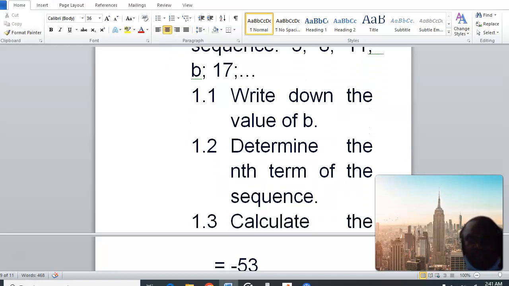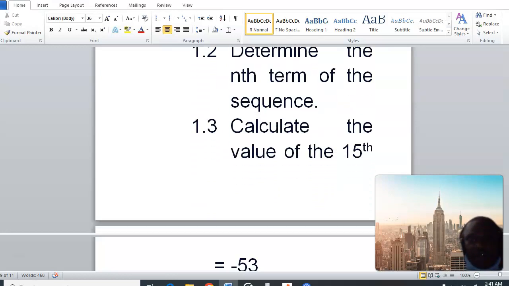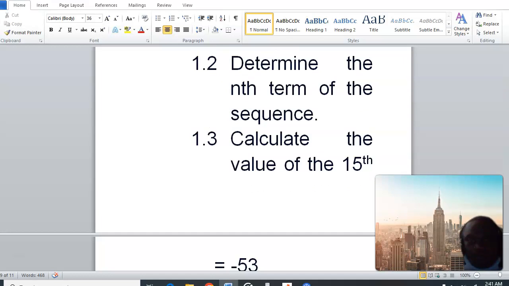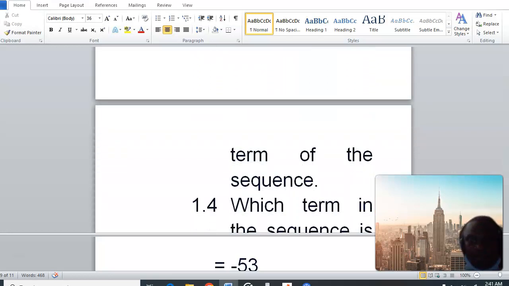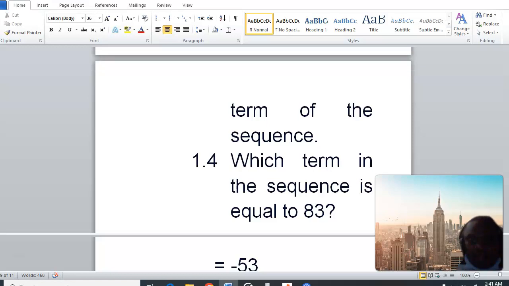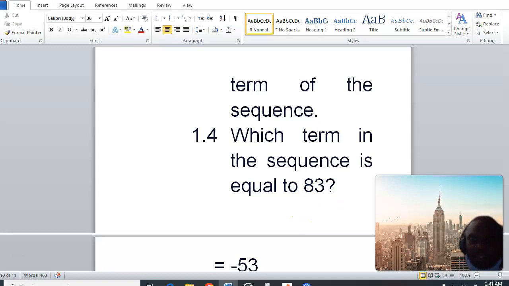Then you determine the nth term of the sequence. Then calculate the value of the 15th term of the sequence. Then the last one, which term in the sequence is equal to 83?